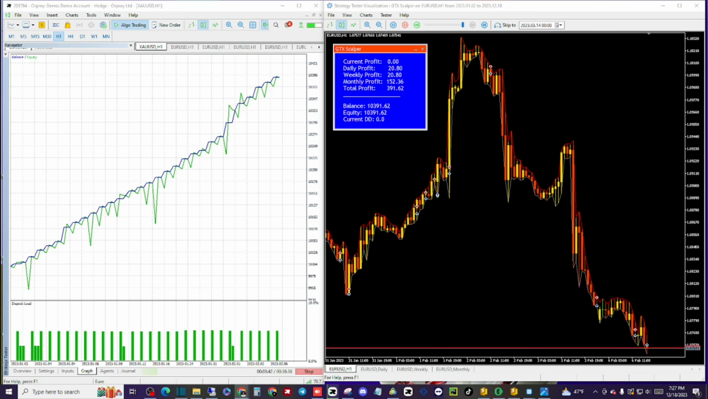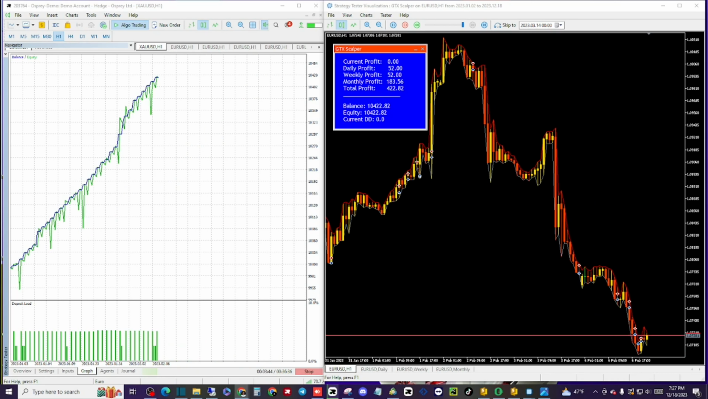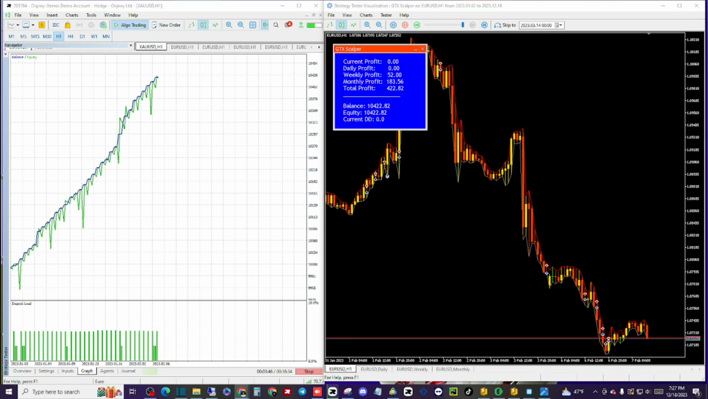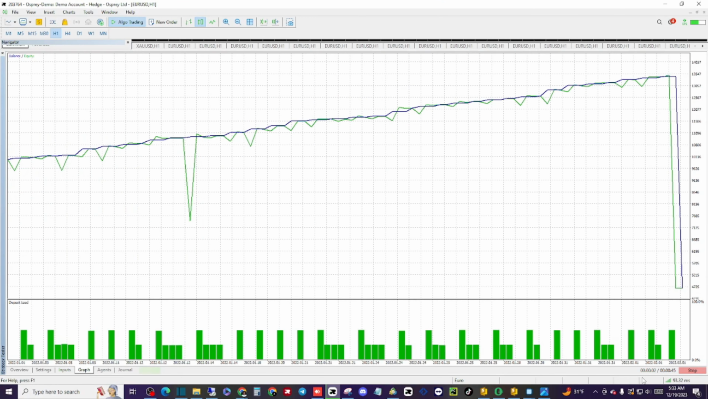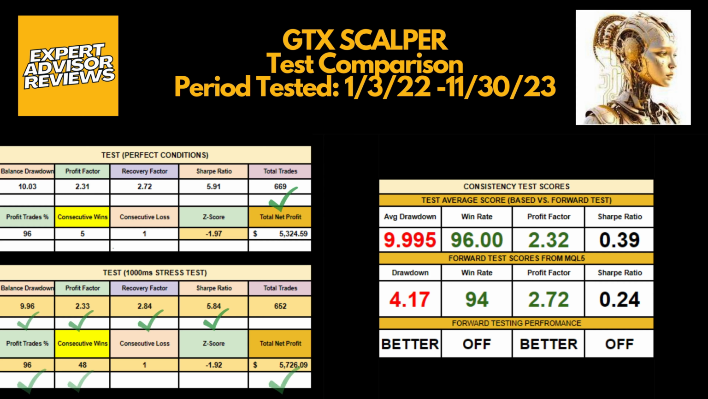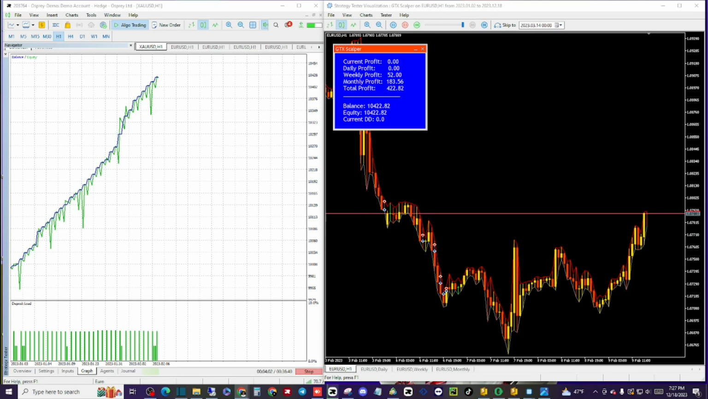It should be noted that this system needs to be used with a broker that provides a minimum of 1 to 100 leverage, in my opinion, as the system can have high margin usage, which could lead to high drawdowns. When you put both of these tests beside each other to compare and contrast, with the low risk setting, the GTX Scalper performs slightly better in all major areas of concern when testing.